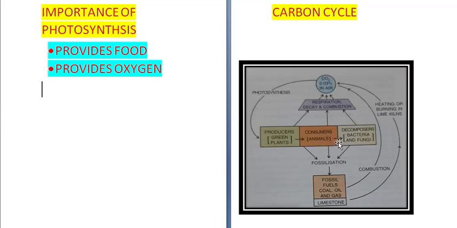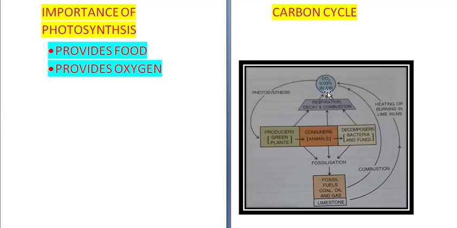Through the food chain, food containing carbon and carbohydrates and other products passes from plants to animals, which are consumers, and carbon is an essential element of all body tissues of plants as well as animals. The next is respiration. All plants and animals respire by oxidizing carbohydrates in their cells to produce energy in the form of ATP, and they give out carbon dioxide into the environment. So all producers, consumers, decomposers, all of them are respiring and releasing carbon dioxide back to the air.